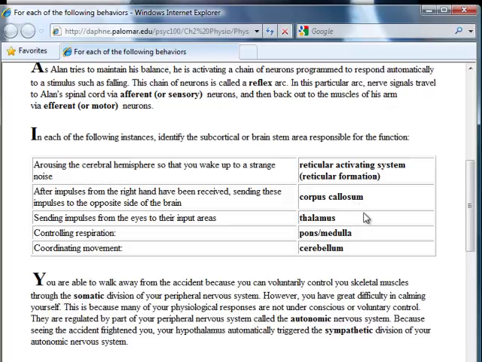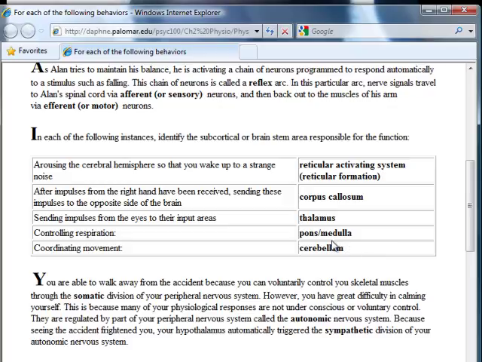Sending impulses from the eyes to their input area. Well, information comes in through the eyes, is changed to a neural impulse. The thalamus is the main relay station, so that would send it to the occipital lobe. Likewise, information comes in from the ears, synapses in the thalamus, and the thalamus directs it to the temporal lobe. Now this is very obviously an oversimplification, but it makes the point.